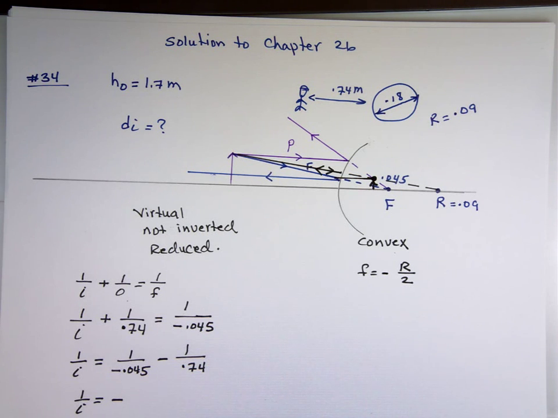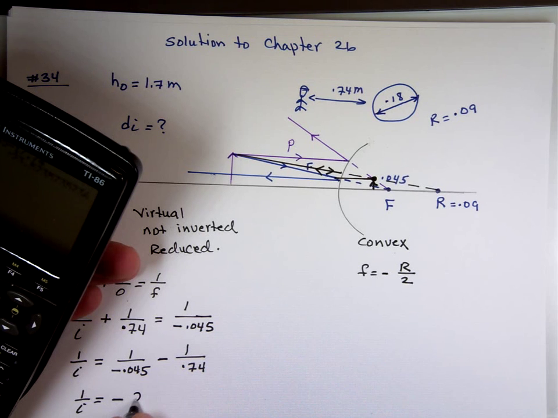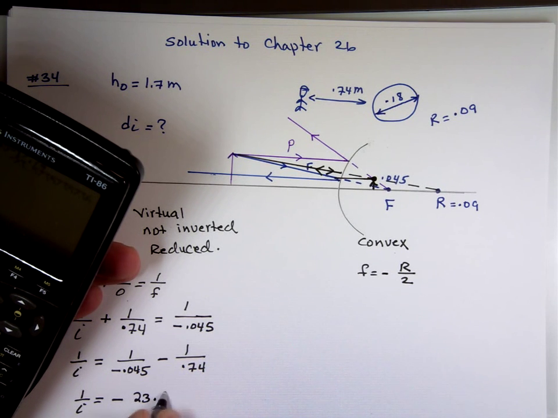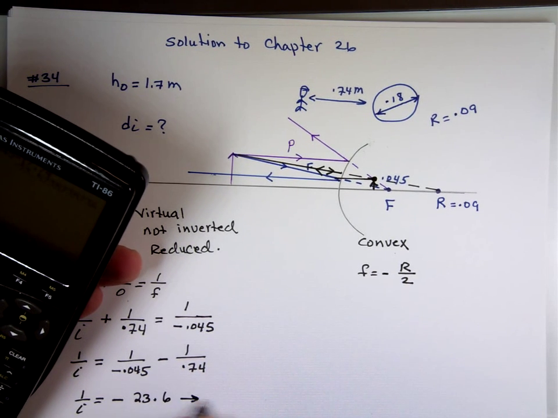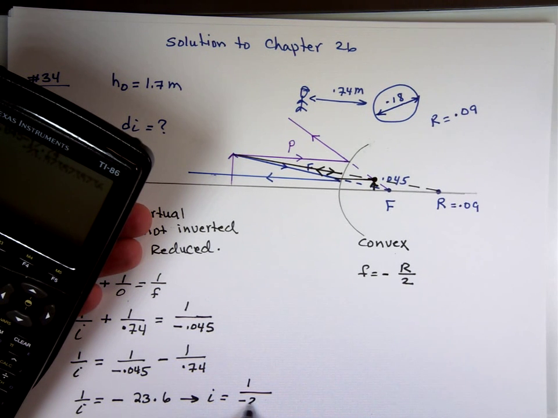I get some crazy number. Let me try it again. 1 divided by negative 0.045 minus 1 divided by 0.74. Yeah, negative. I got a negative now. Negative 23.6 roughly. What is I equal to? 1 over negative 23.6.